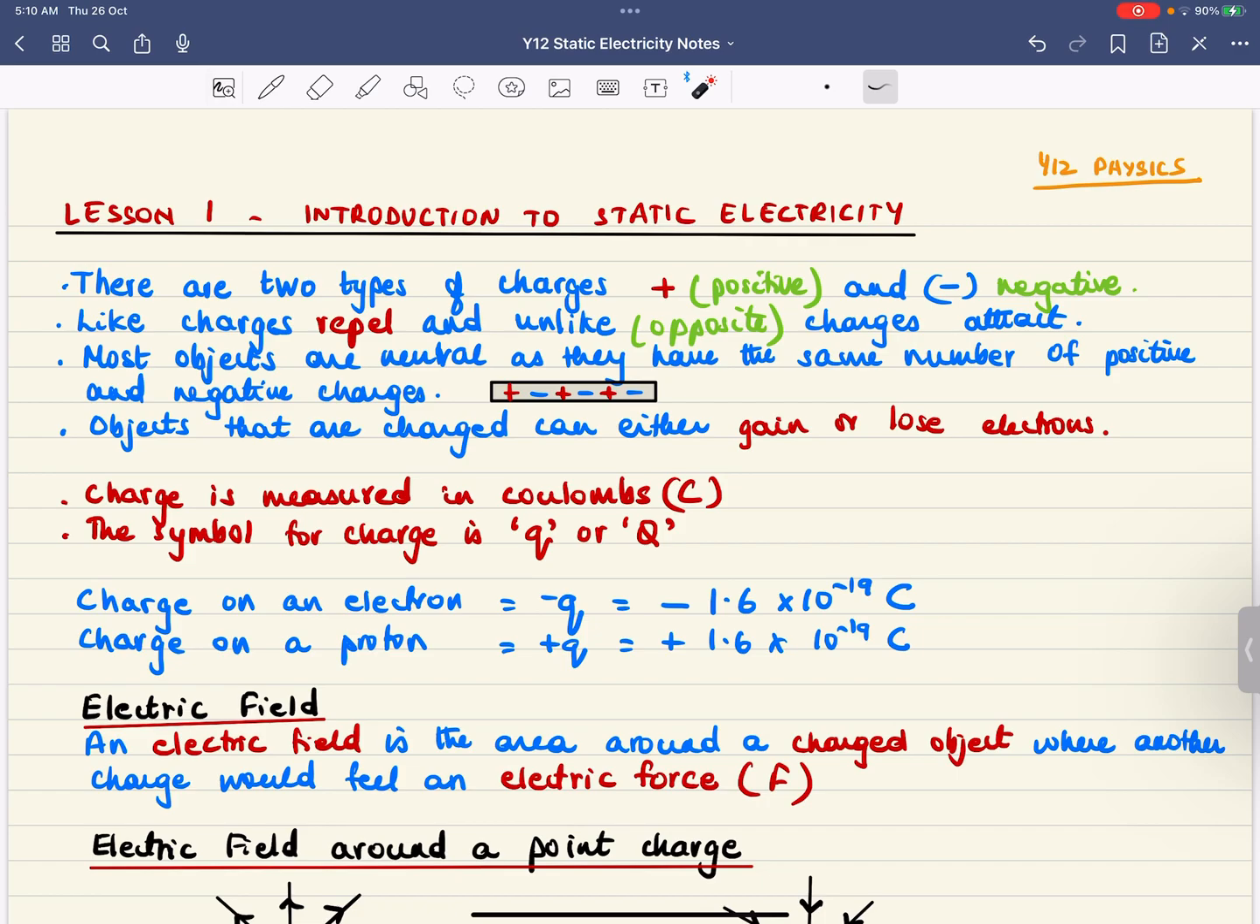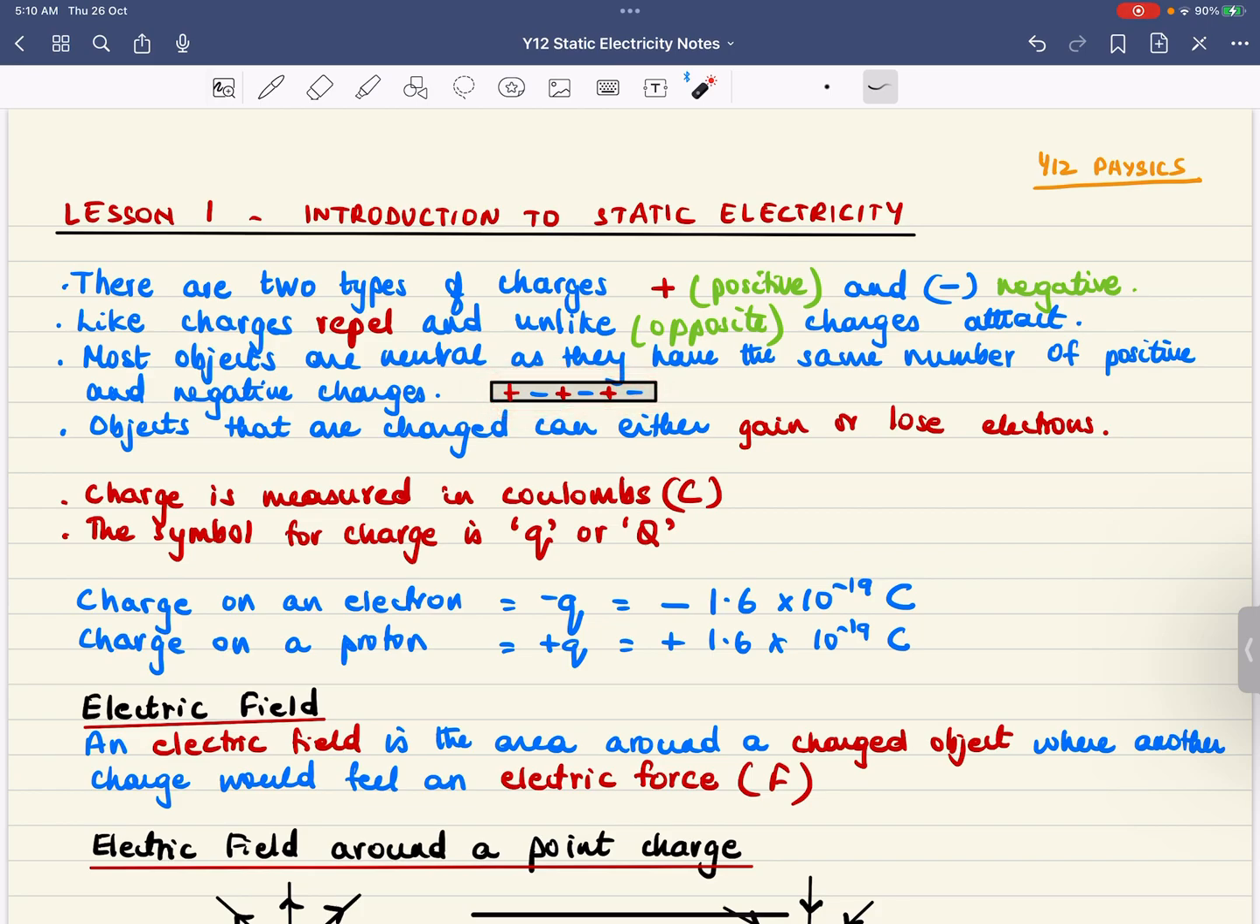Right, so there are two types of charges. There's the positive charge and the negative charge. Like charges repel, and unlike charges, or opposite charges, will attract. Now, most objects are neutral as they have the same number of positive and negative charges. So you've got an equal number of pluses and minuses.